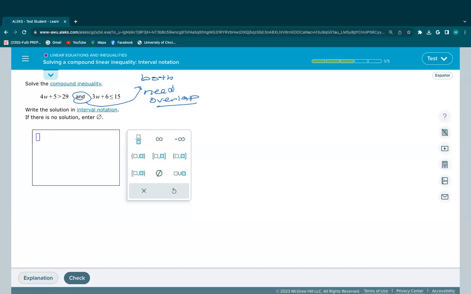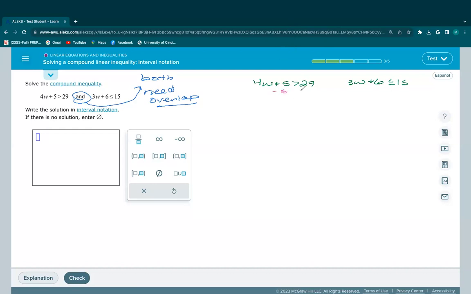In our graph, when we're looking at it, we're going to look for what is true for both answers. So we're going to do the problem just like normal. So we have 4w plus 5 is greater than 29, and 3w plus 6 is less than or equal to 15. All right, so let's solve this.